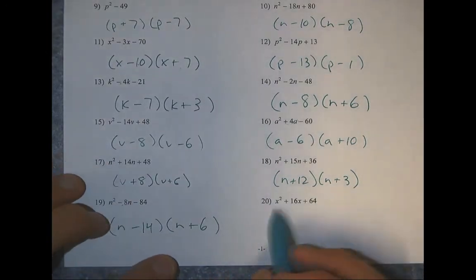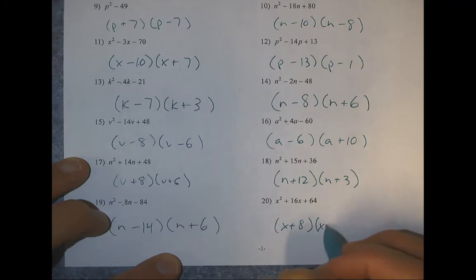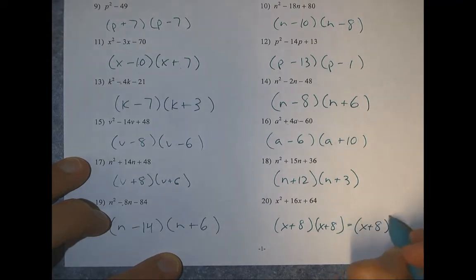All right, and then the last one, 64, I think 8 and 8, it's all positives. They're going to add up to 16, so we're good. X plus 8, multiply to positive 64, add up to 16. Since it's the same thing times itself, you can write it like this.